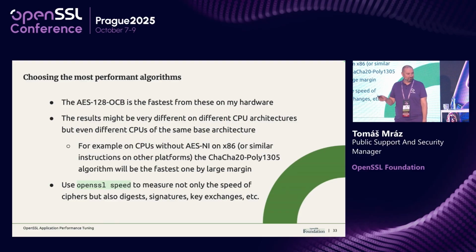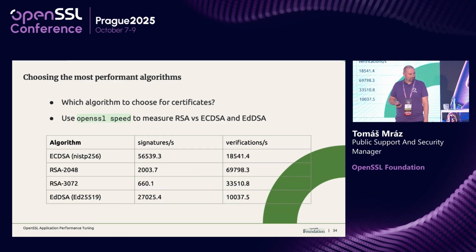I don't even claim that the implementations of these algorithms are the fastest possible in OpenSSL. I assume there might be even better implementations, more vectorized and whatever. So this is evolving. And you can, of course, use openssl speed to measure not only the speed of the symmetric crypto, but also asymmetric, and also the digests and signatures and so on.